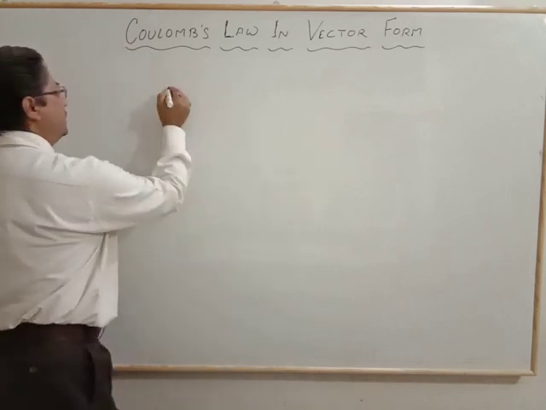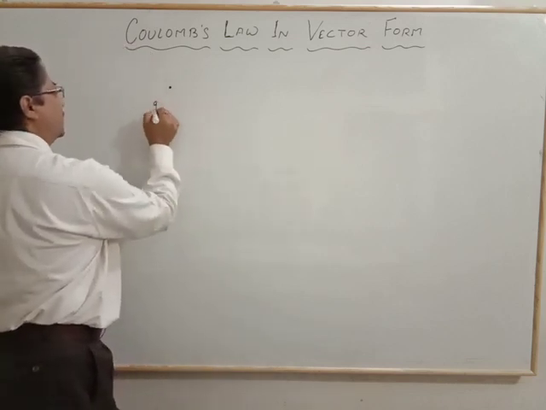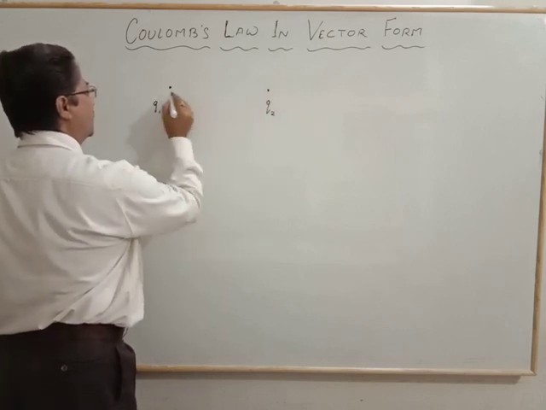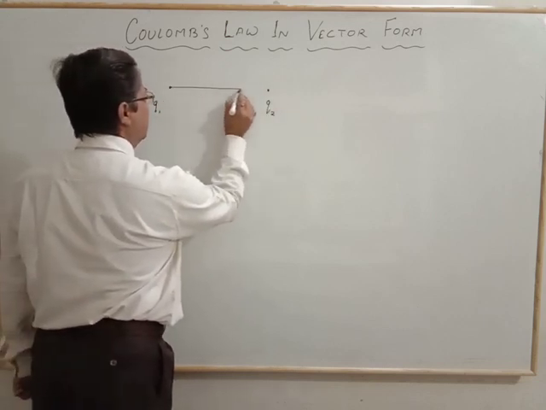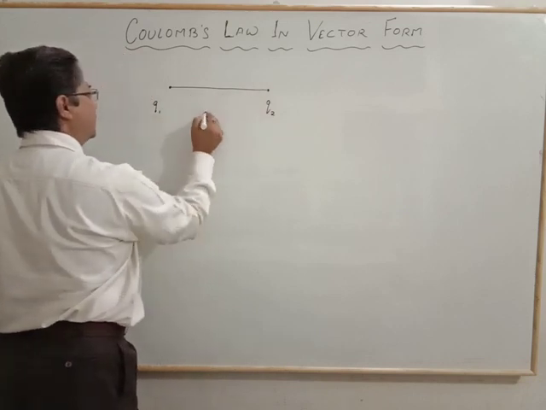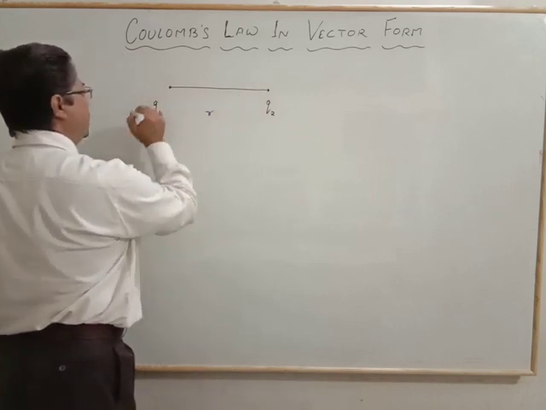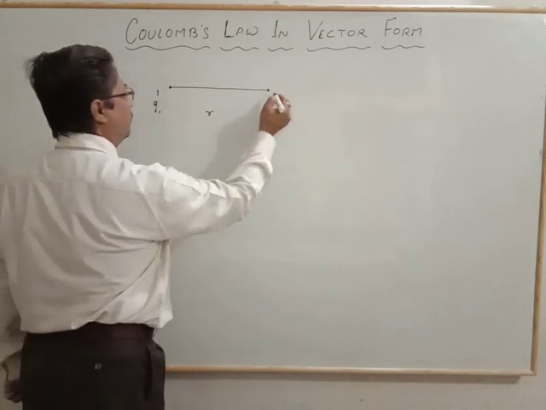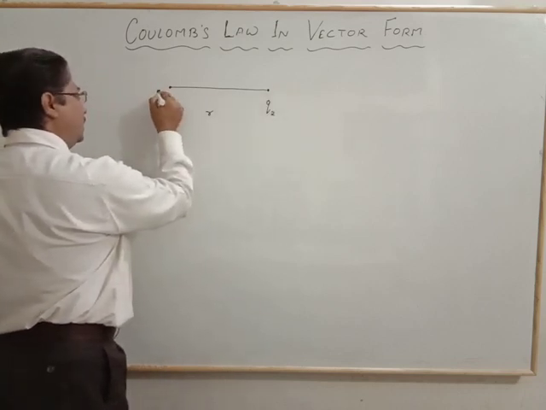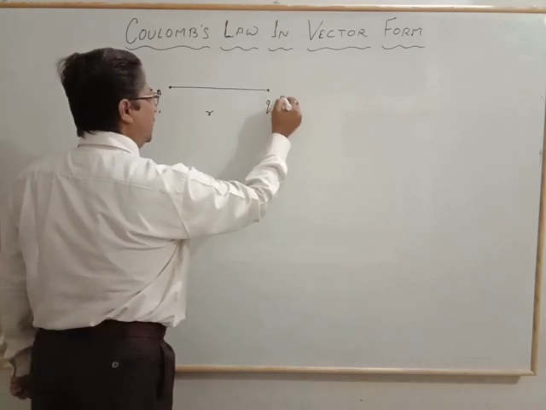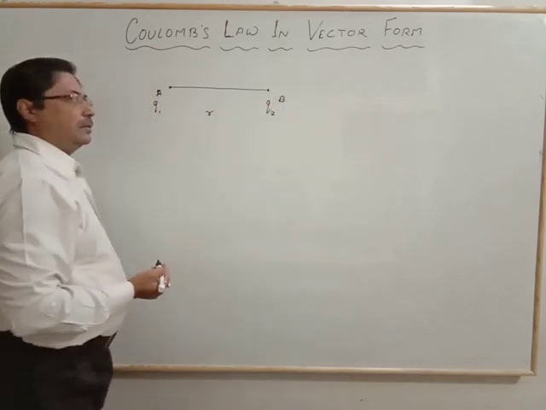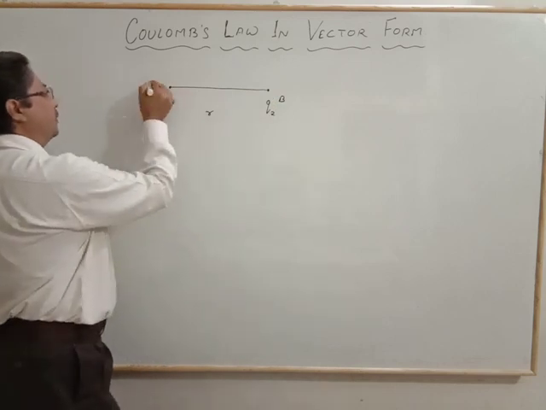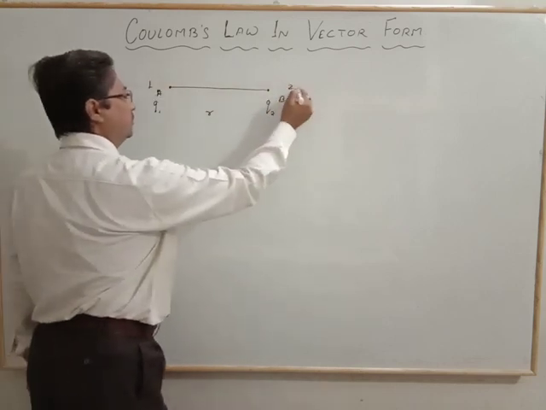So we consider two point charges, Q1 and Q2. These two point charges are separated by a distance r between them. Let's suppose that point charge Q1 lies at point A and charge Q2 lies at point B. Or we may write it as position 1 and position 2.